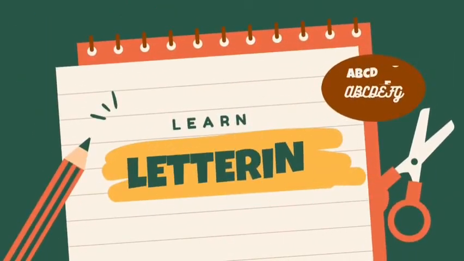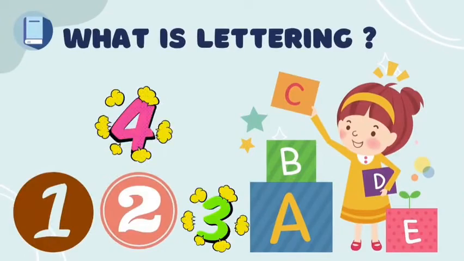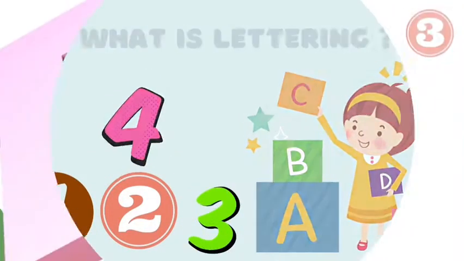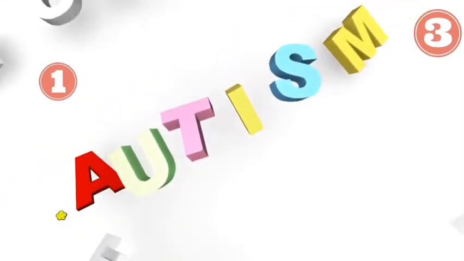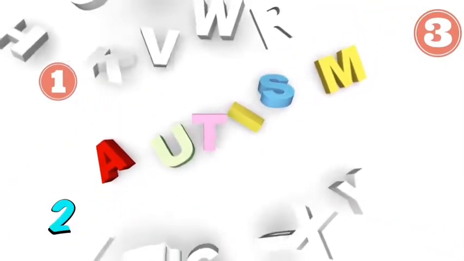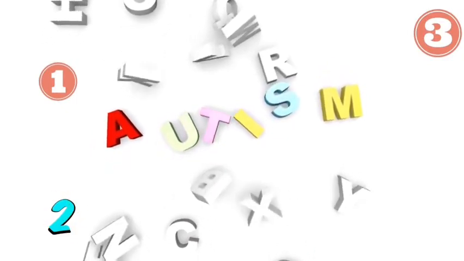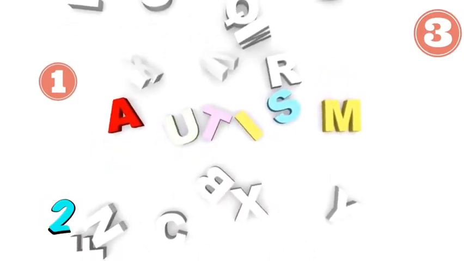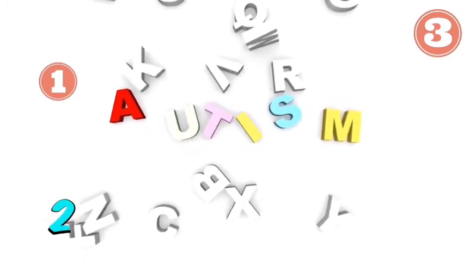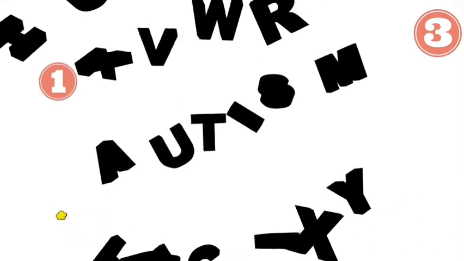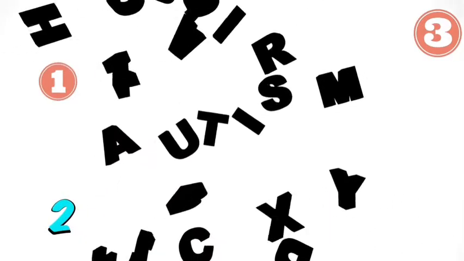In this lesson, you will learn about lettering. So first of all, let's get to know the meaning of lettering. Lettering is the process of creating illustrations with letters, numbers, or any other types of characters or faces. So basically, in art, lettering has to do with the construction of alphabets from letter A to letter Z.